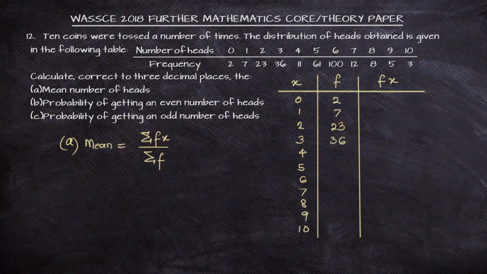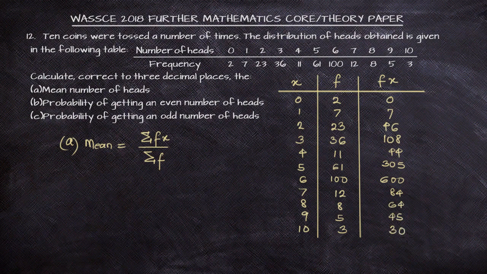So if we populate with the information that we are given in the question, we can go ahead to find the value of fx. 0 multiplied by 2 is 0. 1 times 7 is 7. 2 times 23 is 46. 3 times 36 will be 108. 4 times 11 is 44. 5 times 61 is 305. 6 times 100 is 600. 7 times 12 is 84. 8 times 8 is 64. 9 times 5 is 45. And 10 times 3 is 30.